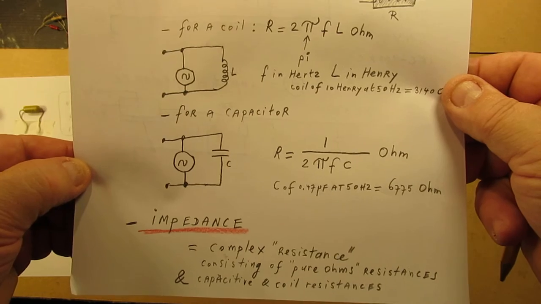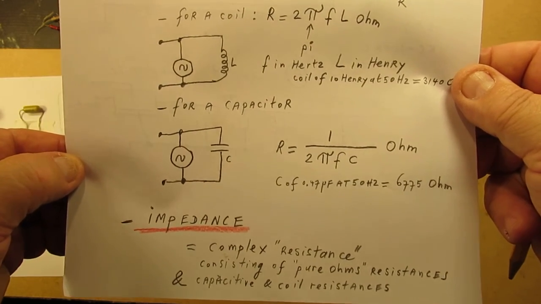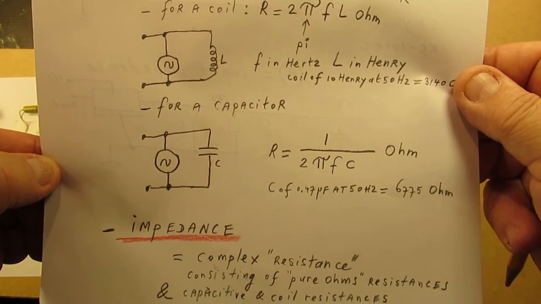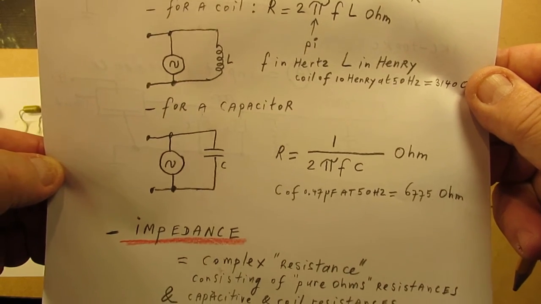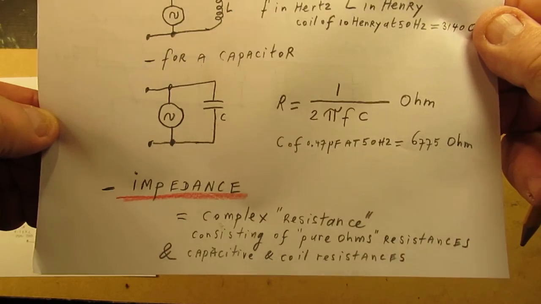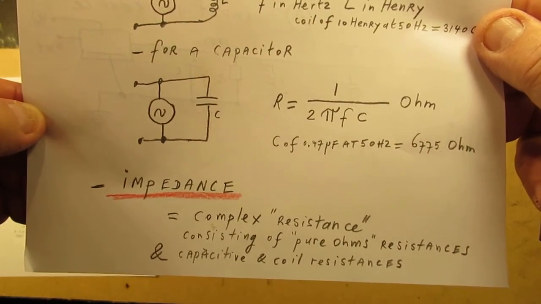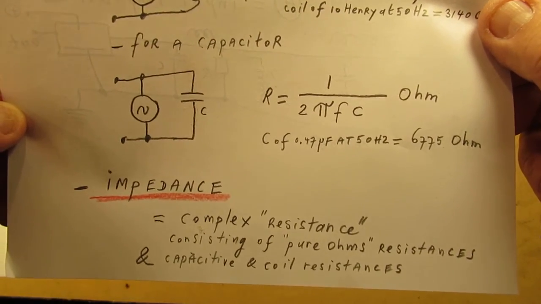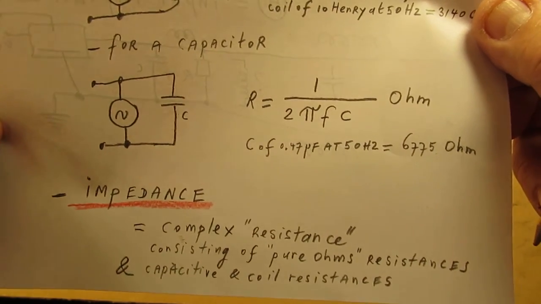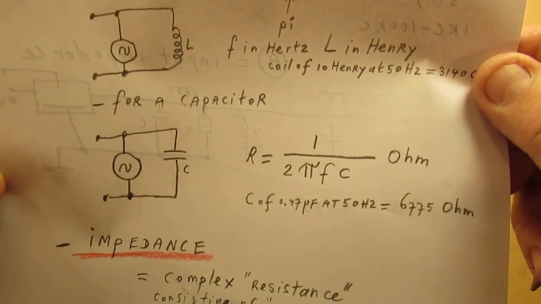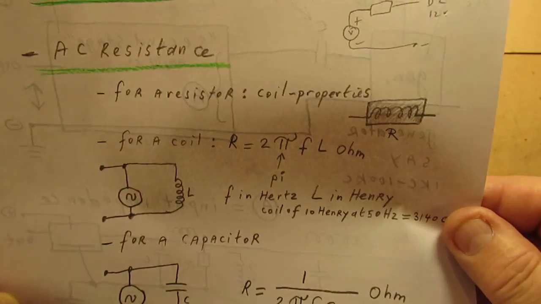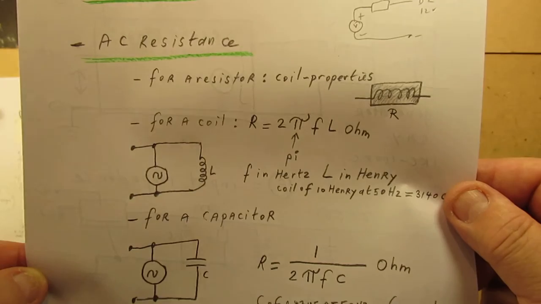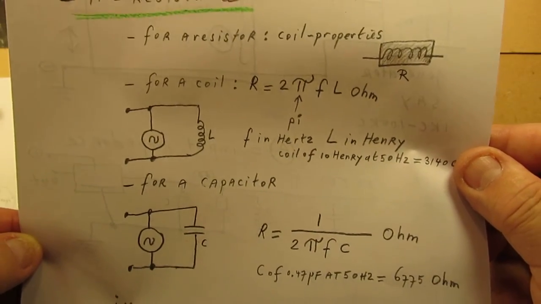That means that when we change the frequency and send that frequency into a coil, the coil will have a different resistance, a different AC resistance. And when we send a frequency into a capacitor, it will also have a different resistance, say in terms of ohms. Of course, there are better ways to calculate that, but this is the basic circuit that everyone has to understand, that works with coils and capacitors in electronic circuits.